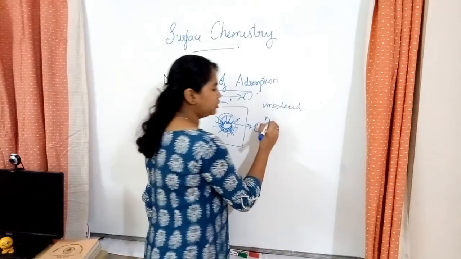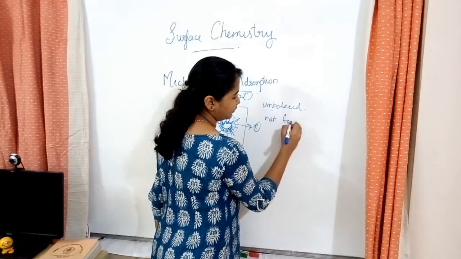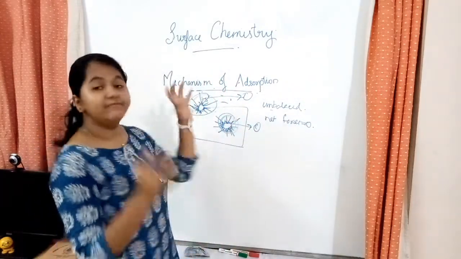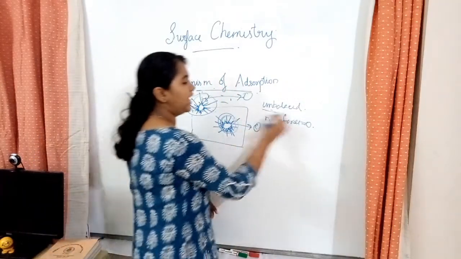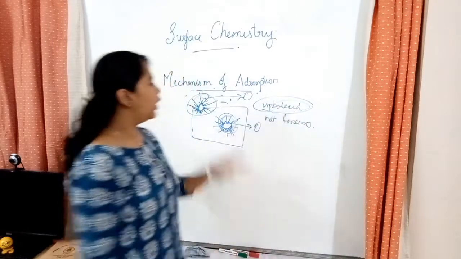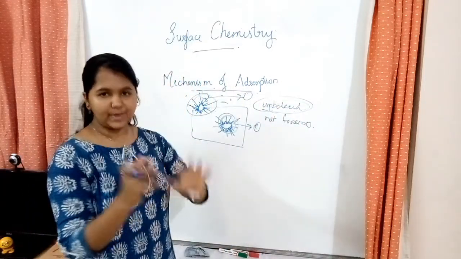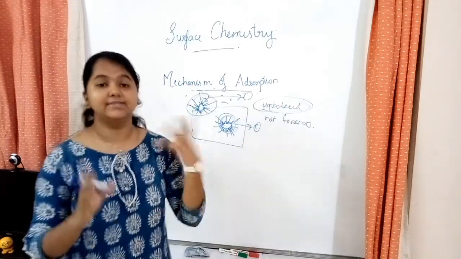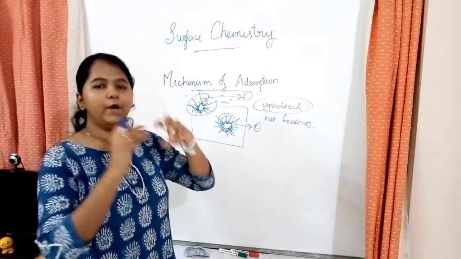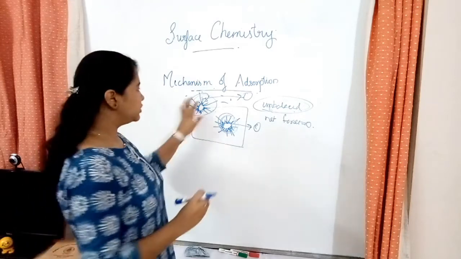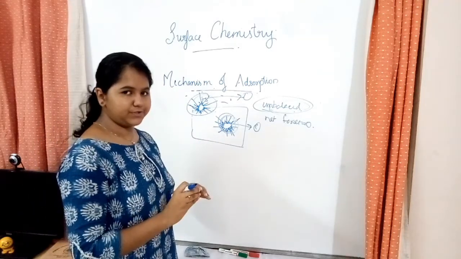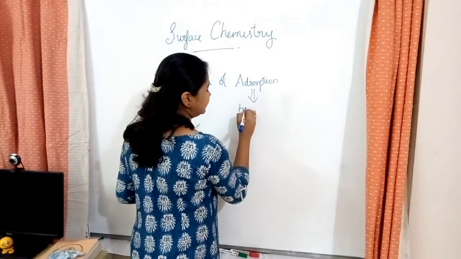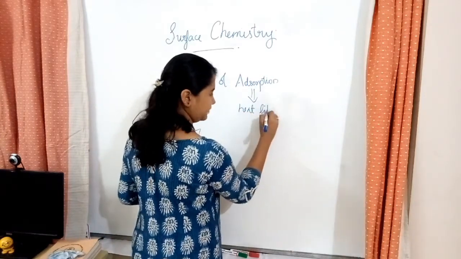So the net force should be equal to 0 for what? When adsorption takes place. So when the balanced situation occurs, adsorption takes place, or adsorption is a result of unbalanced force on particles on the surface. So that is the mechanism of adsorption. So when adsorption takes place, what is there? Heat is liberated. Okay?